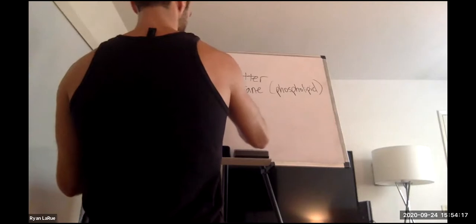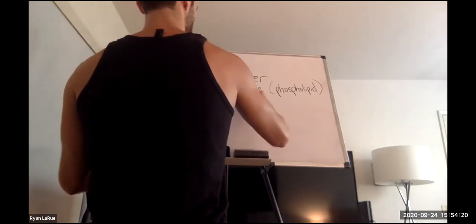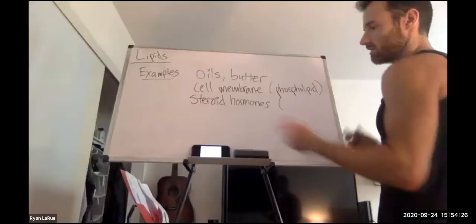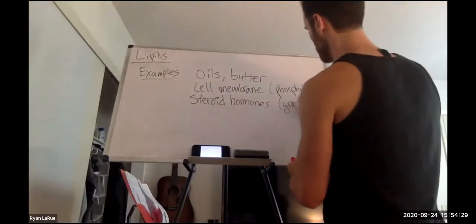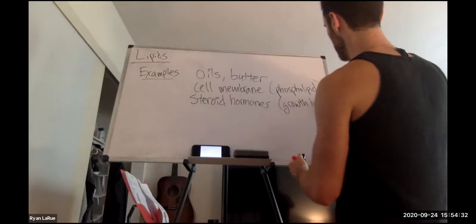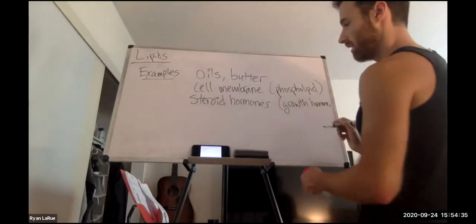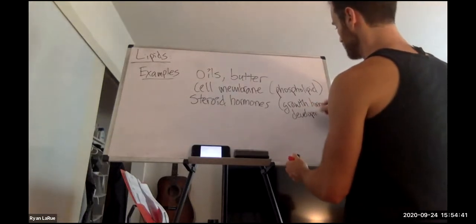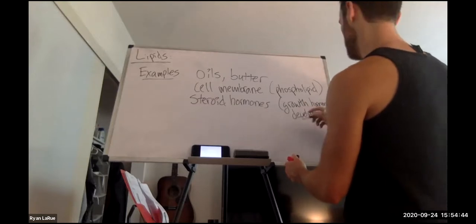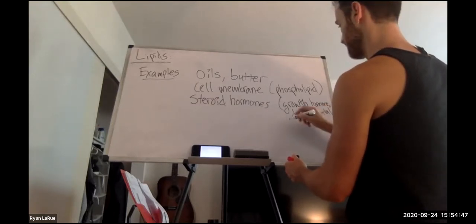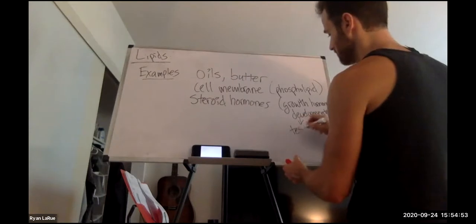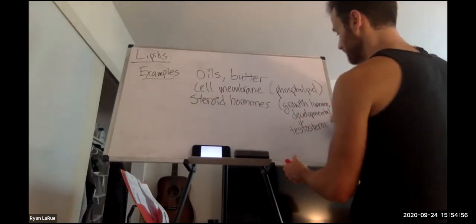Steroid hormones. This includes growth hormone, human growth hormone, and hormones in development, developmental hormones. So that would be like testosterone and estrogen. These are steroid hormones, and they're considered lipids.